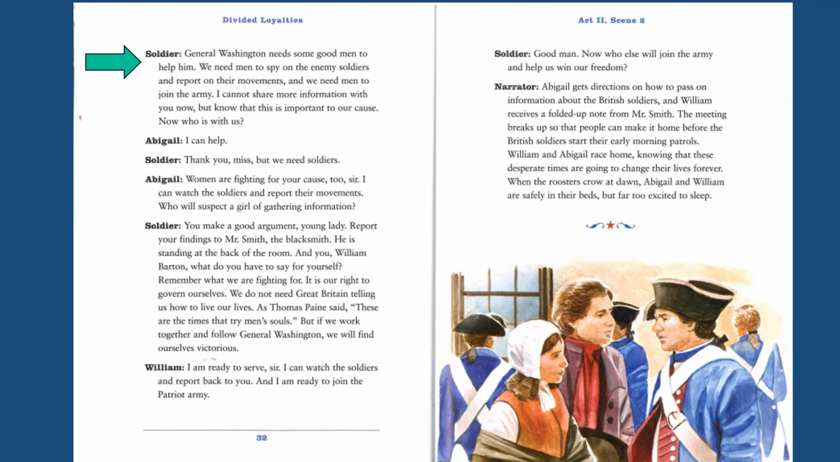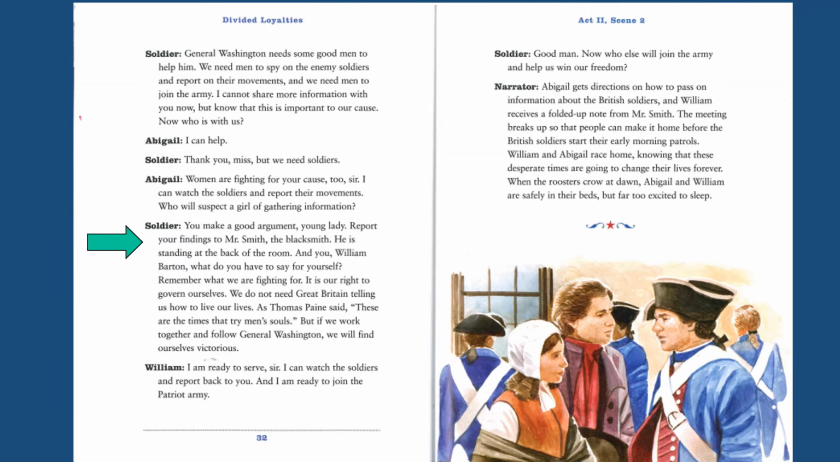General Washington needs some good men to help him. We need men to spy on the enemy soldiers and report on their movements, and we need men to join the army. I cannot share more information with you now, but know that this is important to our cause. Now who is with us? I can help. Thank you, miss, but we need soldiers. Women are fighting for your cause too, sir. I can watch the soldiers and report their movements. Who will suspect a girl of gathering information? You make a good argument, young lady. Report your findings to Mr. Smith the blacksmith. He's standing at the back of the room.